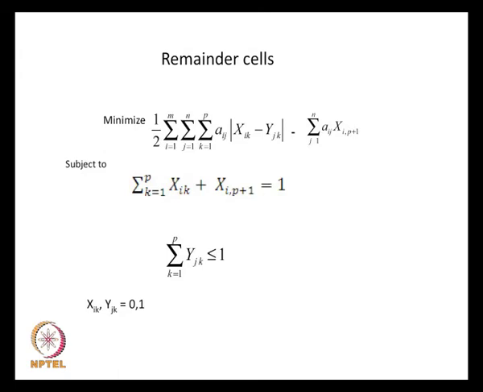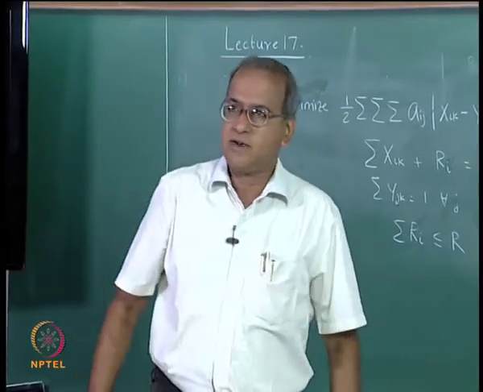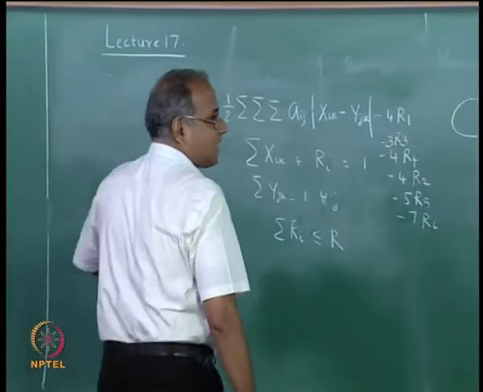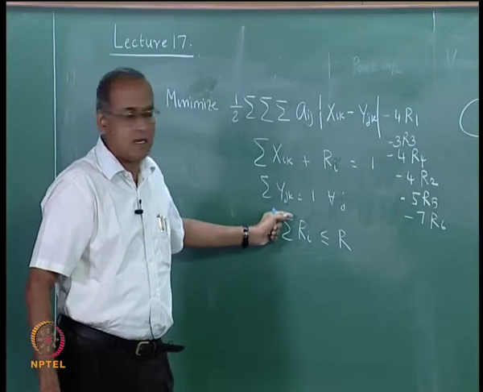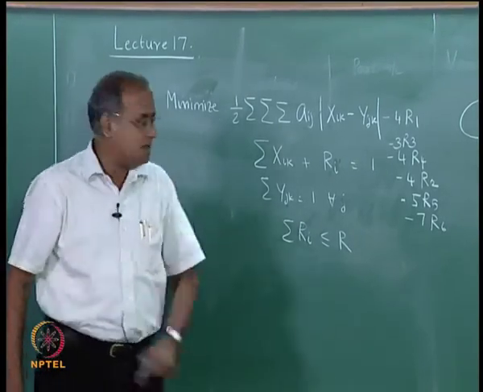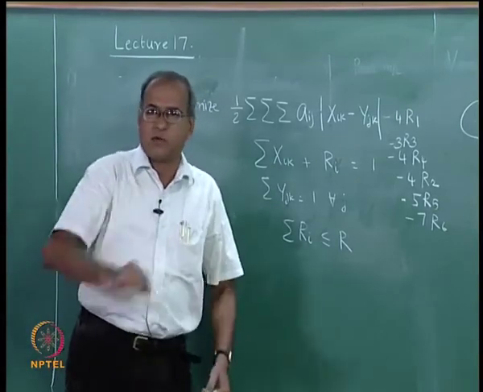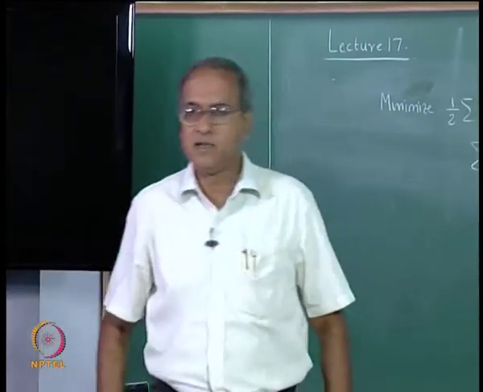This is the same as xik plus ri equal to 1. Ri is when it goes to the remainder cell, that xik plus xip plus 1 is equal to 1. So, a machine either goes to a GT cell or goes to a remainder cell. Yjk is equal to 1 is enough. We do not need to say less than or equal to 1, since less than or equal to 1 implies it could go for part subcontracting. So, we will restrict Yjk equal to 1, so that all parts are assigned to the remaining cells.